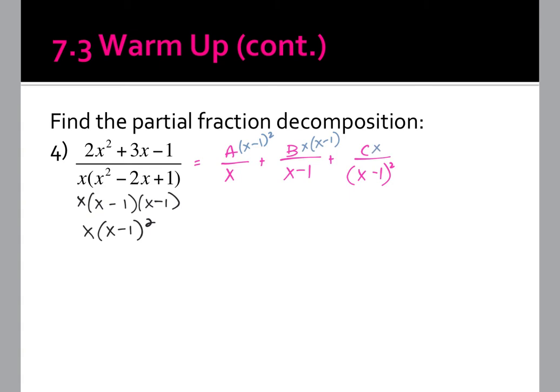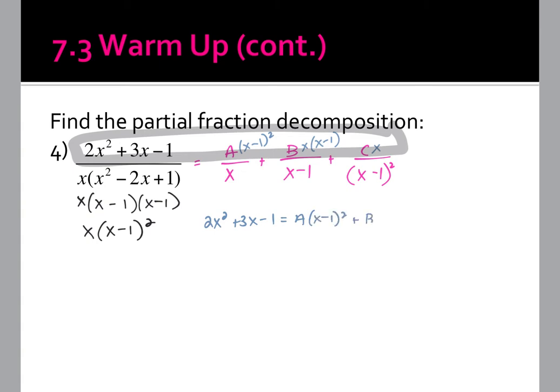So I'm going to rewrite just the numerators out because that's what I'm going to focus on moving forward. 2x squared plus 3x minus 1 equals a times x minus 1 squared plus bx times x minus 1 plus cx.